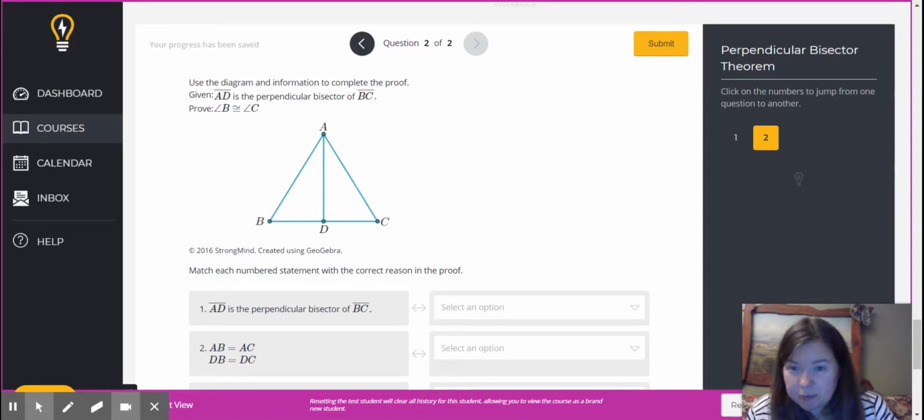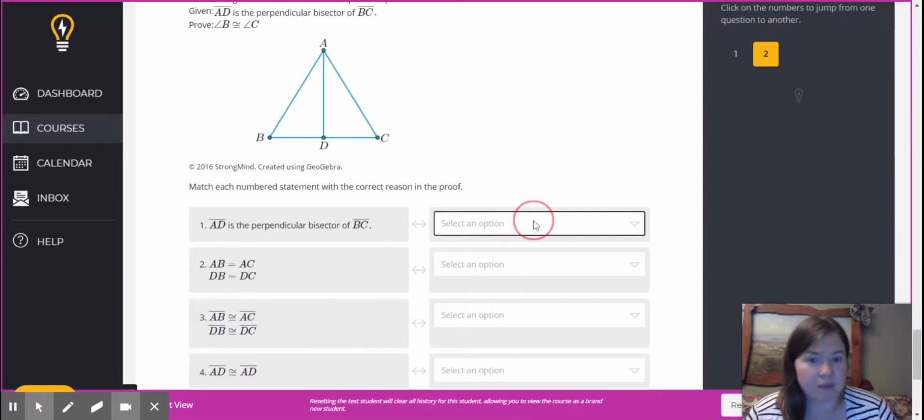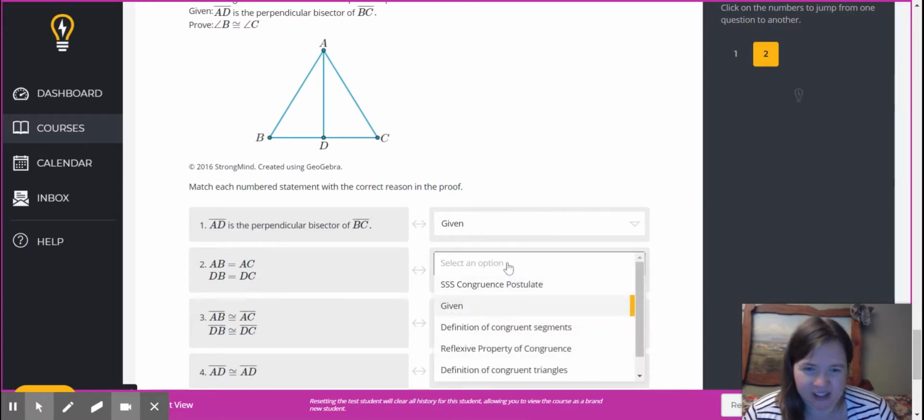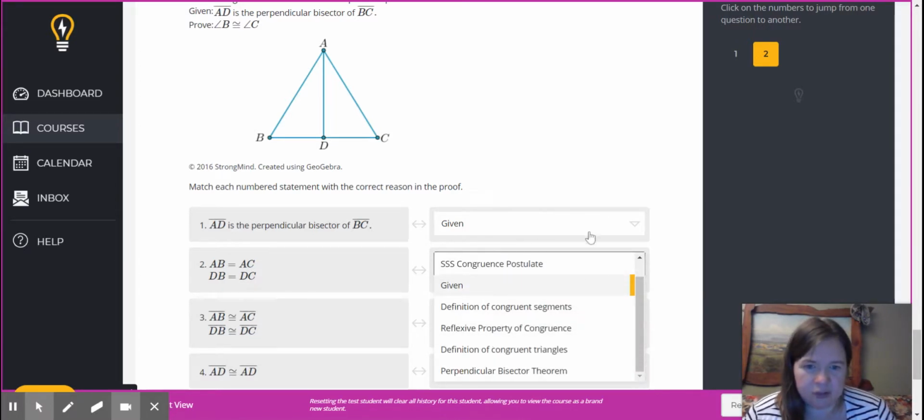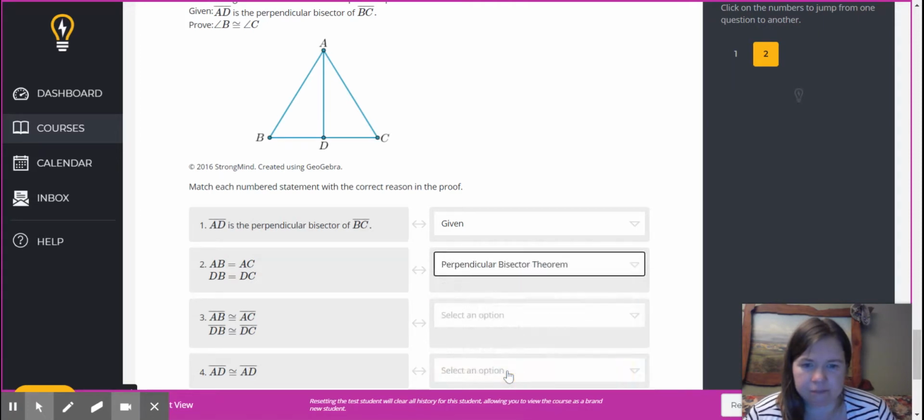Use the diagram and information to complete the proof. Given that AD is the perpendicular bisector of BC, we want to prove that angle B is the same as angle C. So that's kind of like what we talked about earlier. Every proof always starts with given. Then we would say that AB is congruent to AC, and DB is congruent to DC. So that, I would say, is the perpendicular bisector theorem.